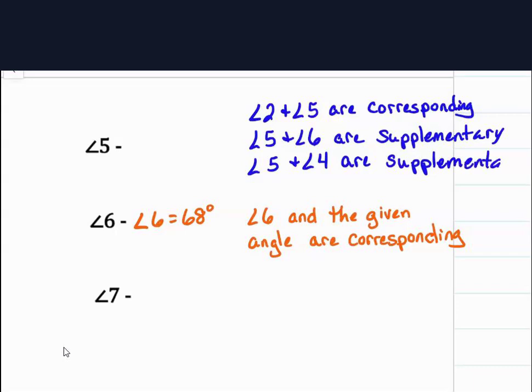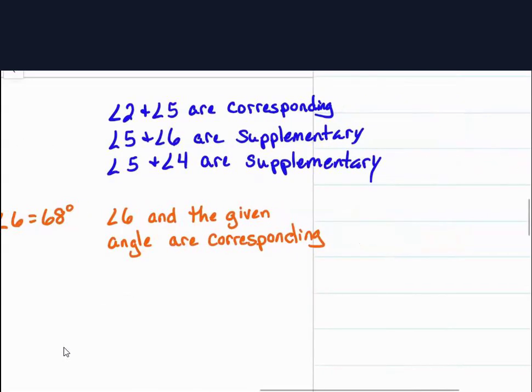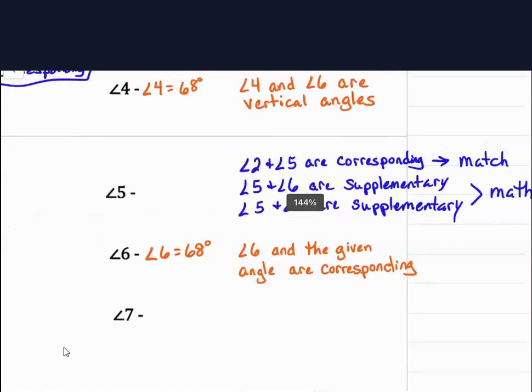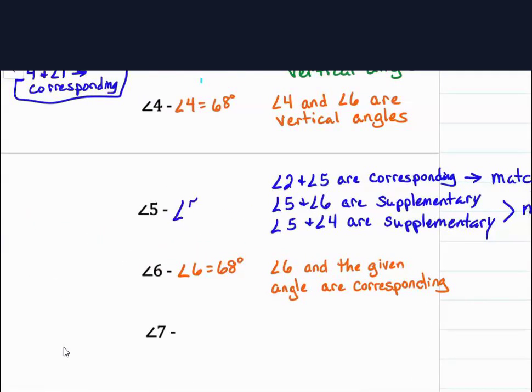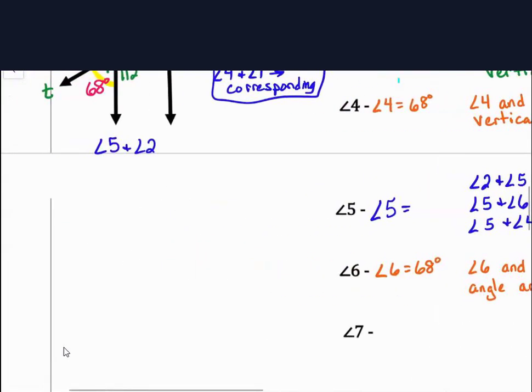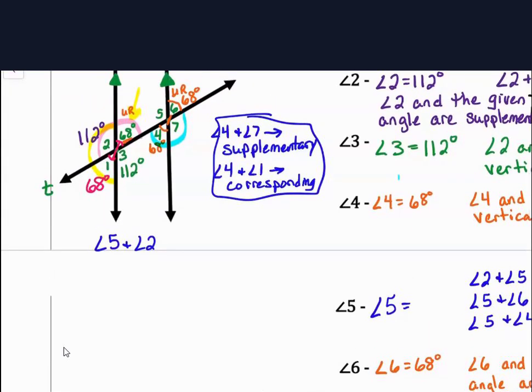Now, here's the great part. If you do these two, you're going to have to do math. If you do this one, you just have to match it. So which one do you want to do? Yep, that's what I would say. Angle 5 equals, if angle 2 is 112, that means angle 5, which is on the same side of the transversal, on the other parallel line, and in the same position. So we're in the upper left. Okay, so we have 112.